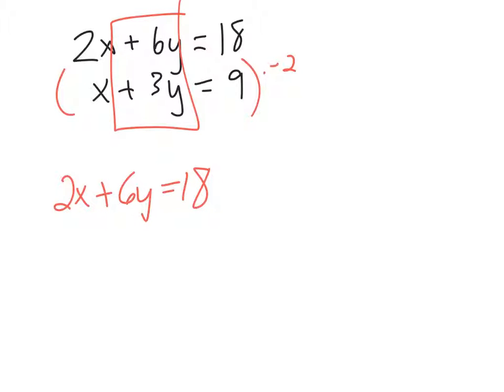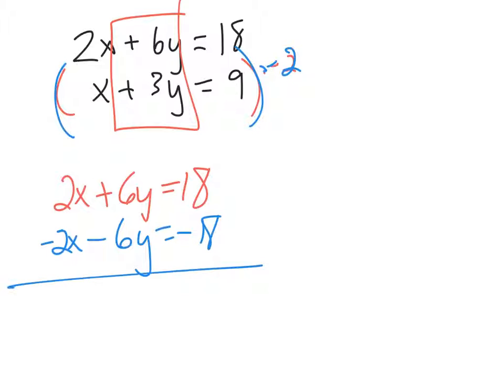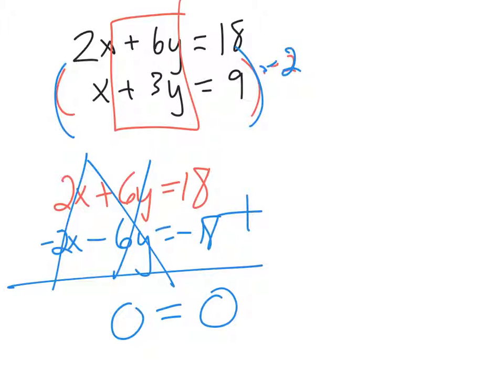That's the top equation. And then the bottom equation, when I multiply by negative 2, becomes negative 2x minus 6y equals negative 18. And now when I add together to make my y's go away, look at what else happens. 2x plus negative 2x, those also go away. So on the left-hand side of this equation, I have 0. On the right-hand side, 18 plus negative 18 is also 0.